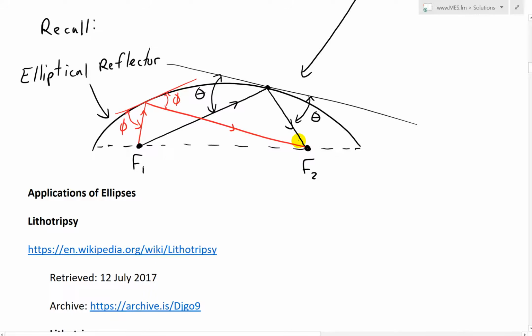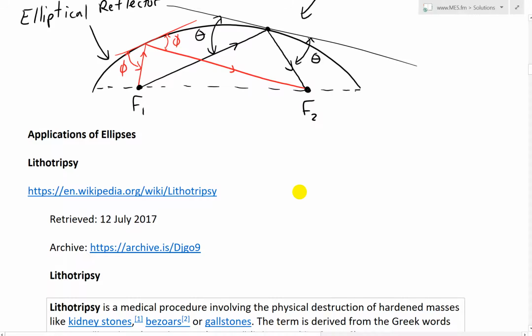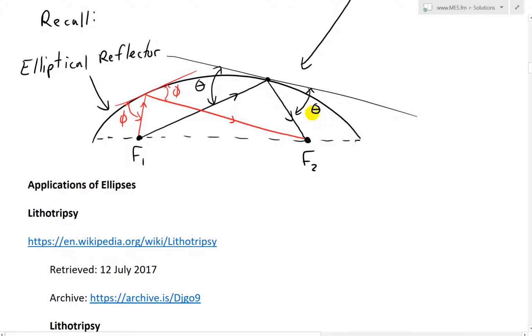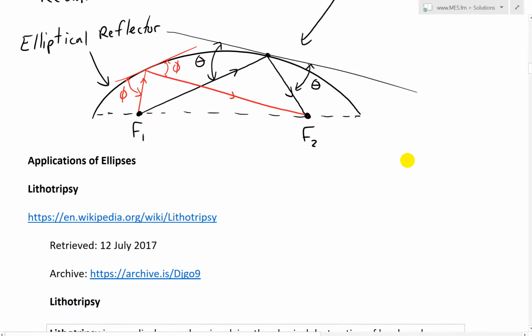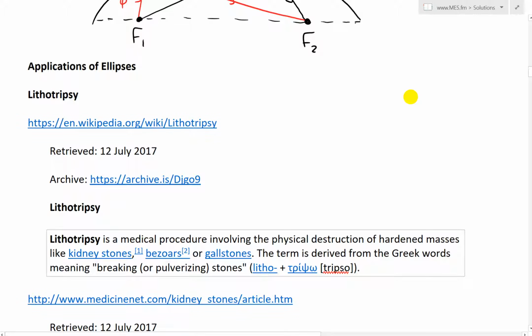So it doesn't matter where it is on that reflector, that elliptical shape right there. Even if you go to the left, right here, it's going to bounce right back. Yeah, so let's now look at applications of the ellipse in more detail.